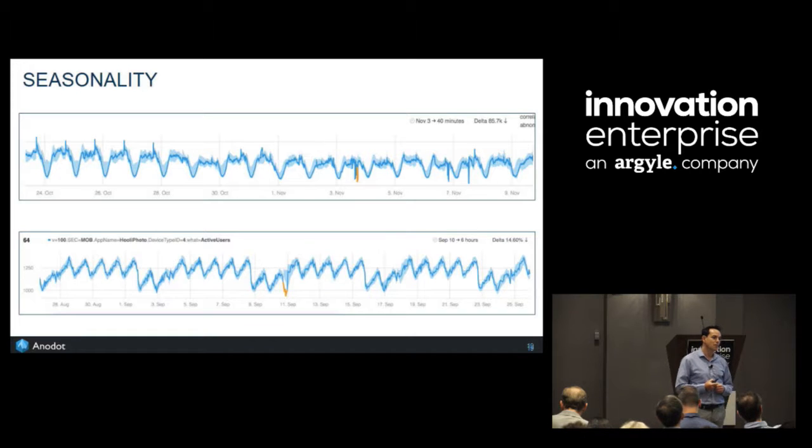You need to have a system that understands that this is the seasonal behavior, that this is the actual normal behavior, and will not alert whenever you have a peak on the weekend and call it an anomaly, because that would be noise. Here, for example, you can see that we have multiple seasonality: daily seasonality and weekly seasonality.